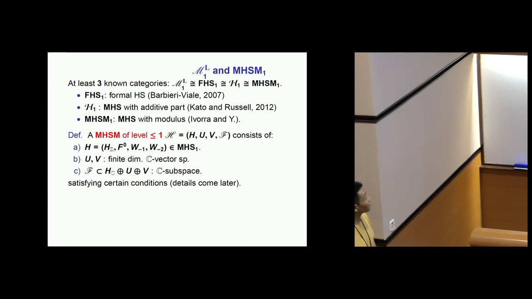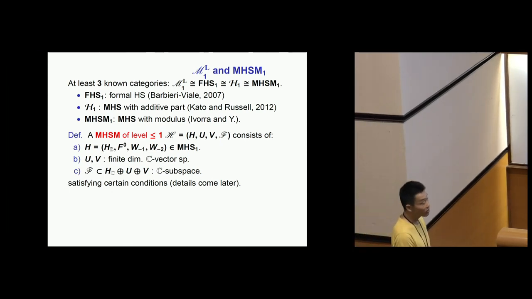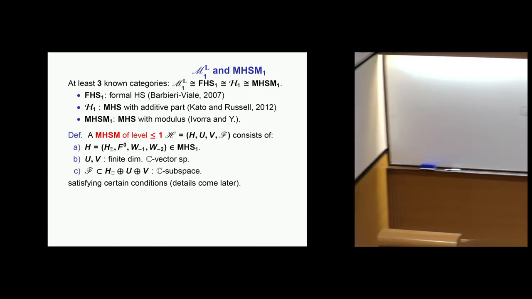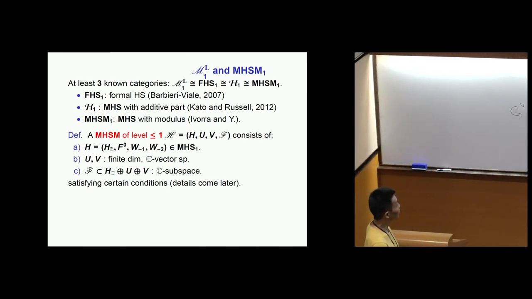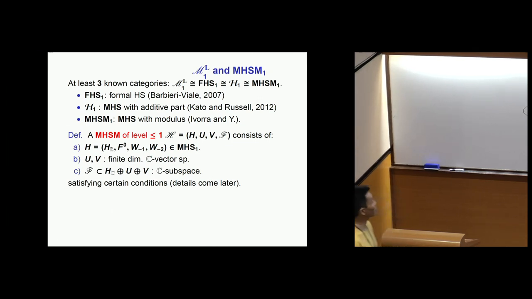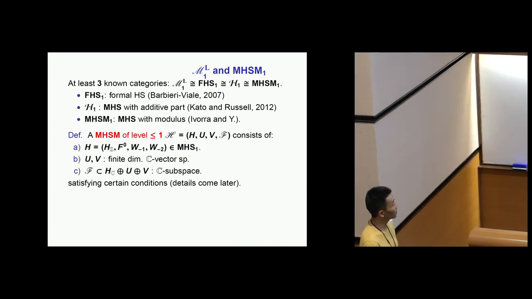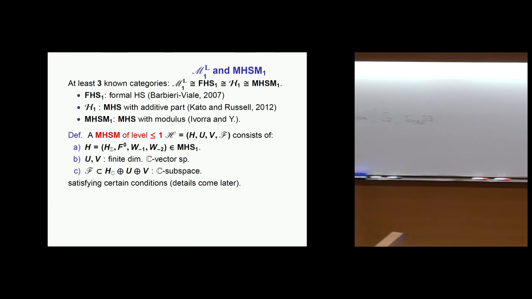And now this is a definition of mixed Hodge structures with modulus of level 1, in rough form. An object of this category of mixed Hodge structures of level 1 consists of four entries. The first one is a mixed Hodge structure without modulus, so this is Deligne's mixed Hodge structure of level 1. And the extra data we put is a pair of C-linear spaces, U and V, finite dimensional C vector spaces, and an extra F. This is a kind of enhanced Hodge filtration. And this is just a C-linear subspace sitting inside the direct sum of H_C, U and V.